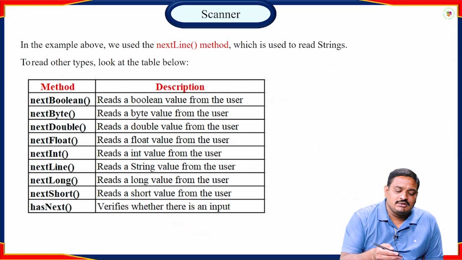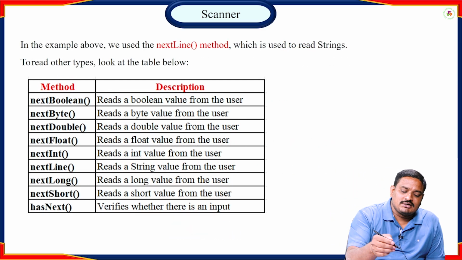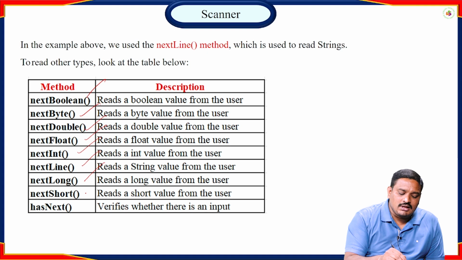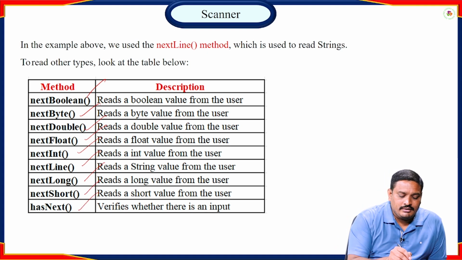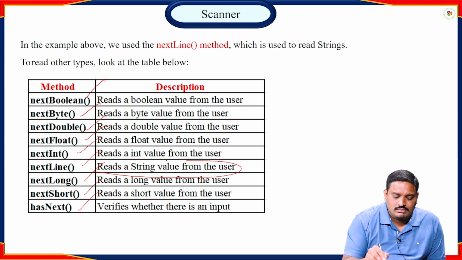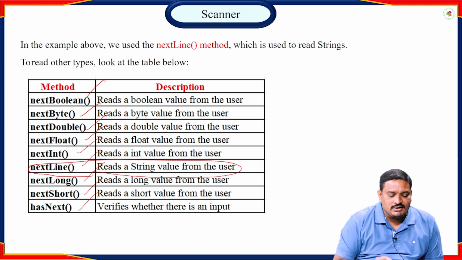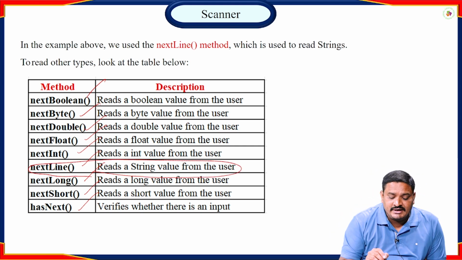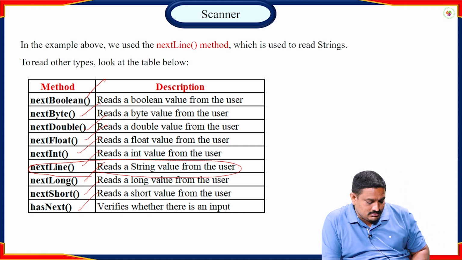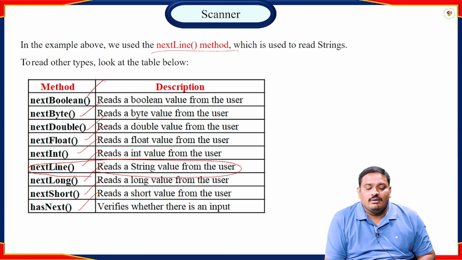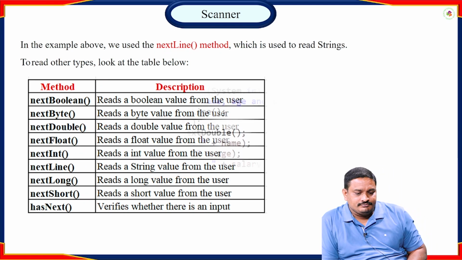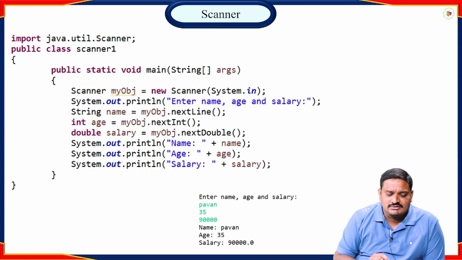The Scanner class has some methods: nextBoolean, nextByte, nextDouble, nextFloat, nextInt, nextLine, nextLong, nextShort, next. Here I am using nextLine. What is the meaning of nextLine? It reads the string value from the user. Read the string value from the user by using the nextLine method.